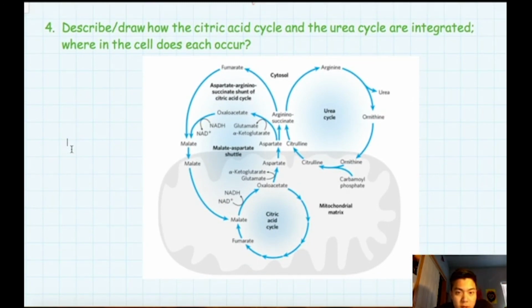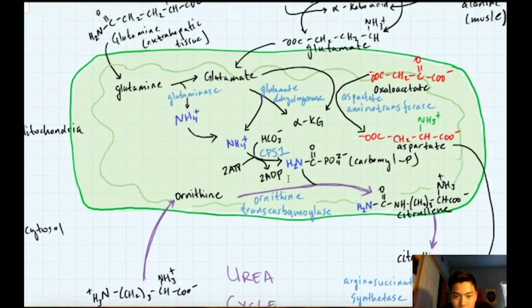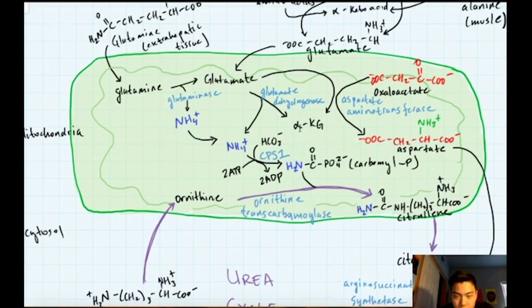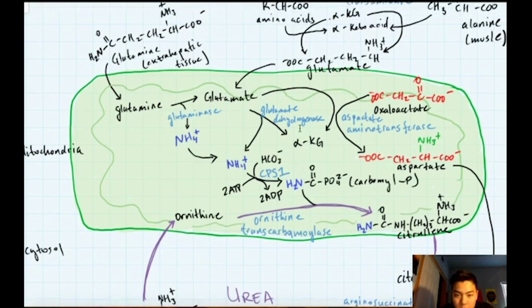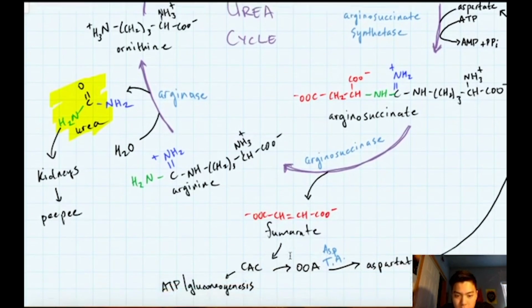All right, guys, so moving on to the next objective, objective 4: draw/describe how the citric acid cycle and urea cycle are integrated. So this is a nice little picture for us here, right? But if we go back to our picture, we see here that alpha ketoglutarate made in amino acid catabolism can enter the citric acid cycle, right? Fumarate, which we made out here, can enter the citric acid cycle as well, right?